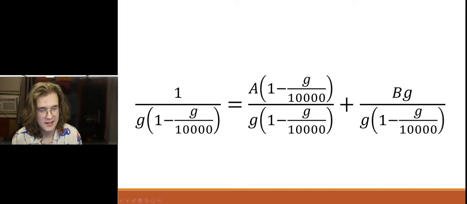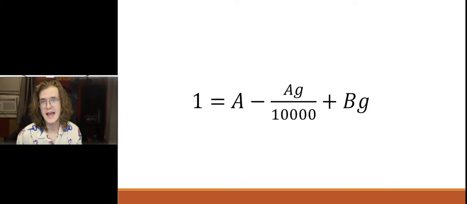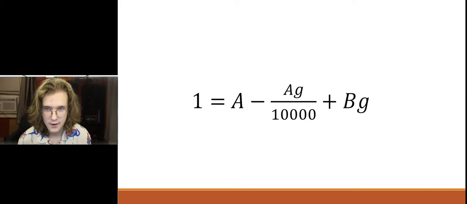So we get that. And as you notice, all our denominators are the same, so we can just multiply everything on both sides by the denominator to get rid of them, and we're left with this. A lot easier to look at, and this will be very easy to solve, especially once we take that a and distribute it into those parentheses right there.